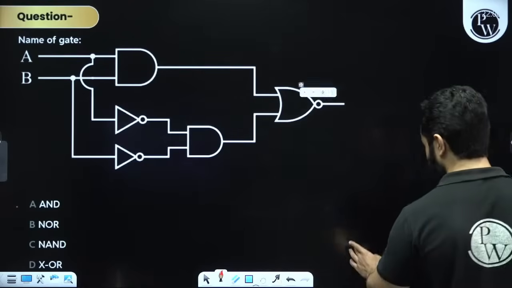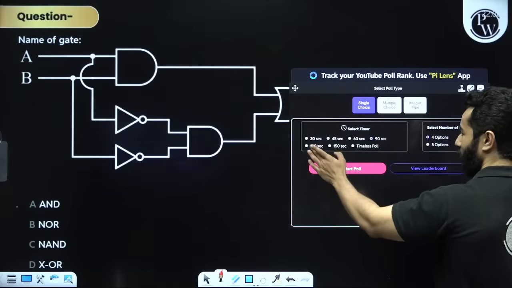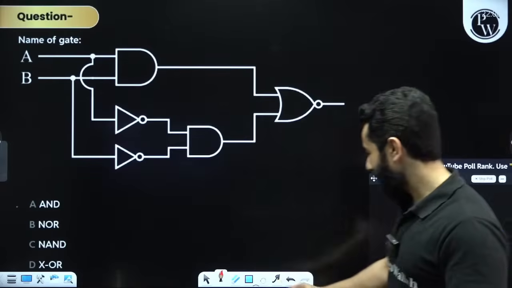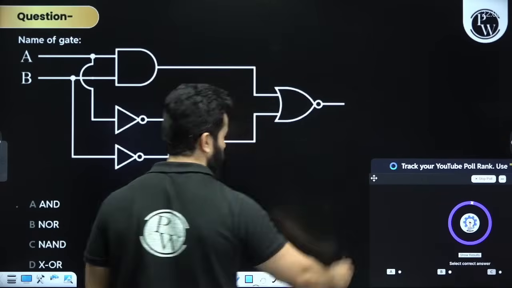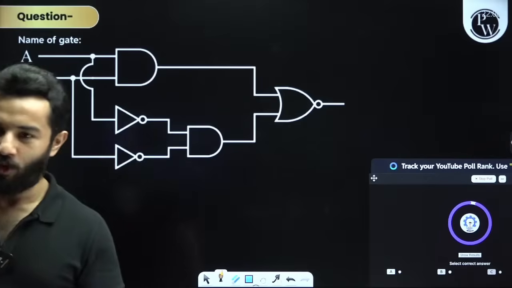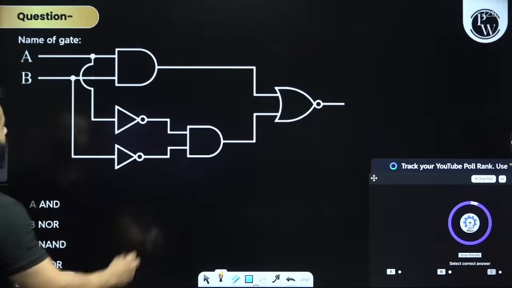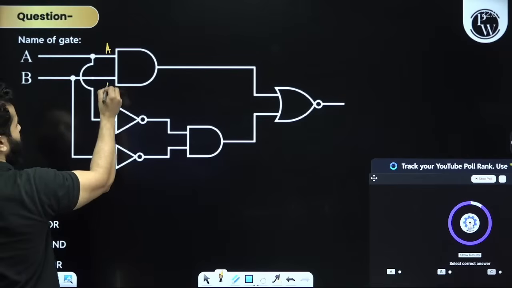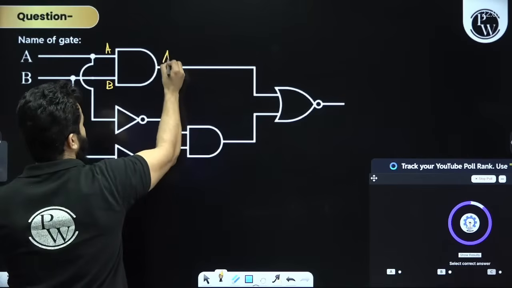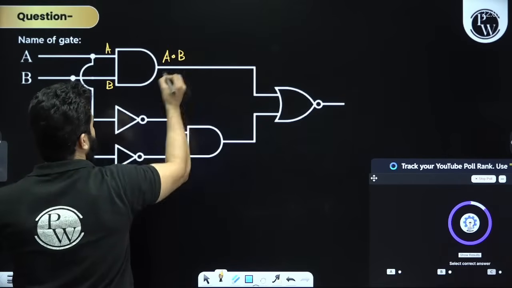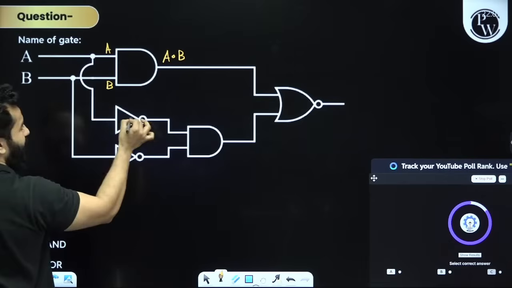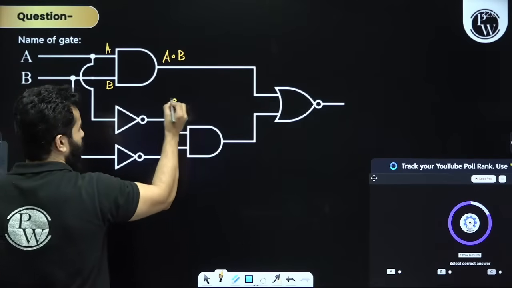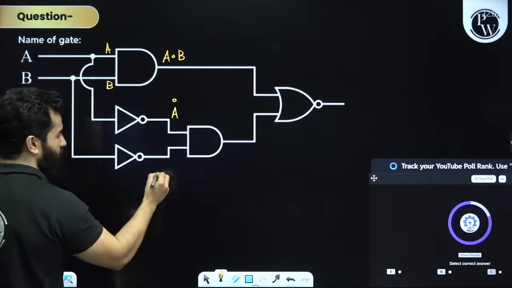Let's start this. I'll give you 90 seconds or 120 seconds. Let's start. 120 seconds and I'll do this with you. So don't worry, I'll also do this with you. This is A. So A, B. This is AND. So this becomes A dot B. This is A naught. This is inverter. So this is A naught. This is B naught.